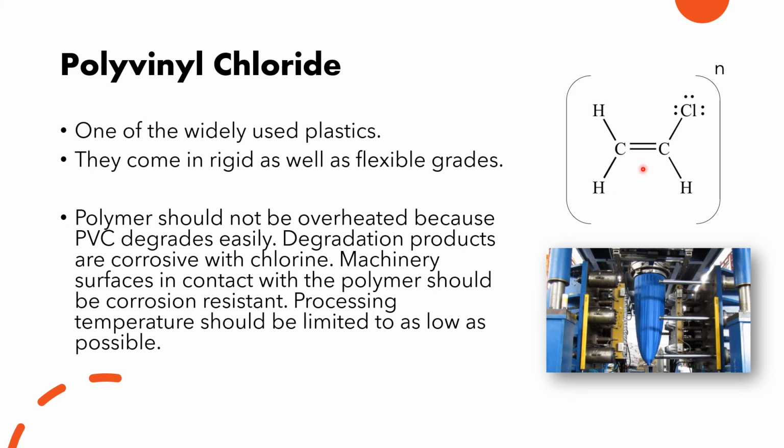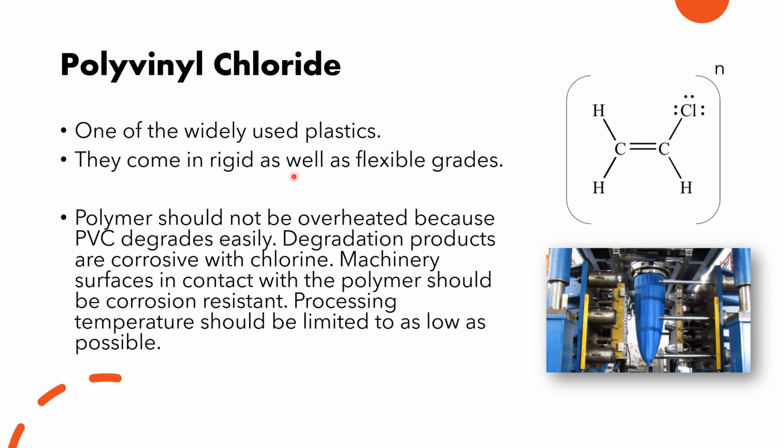Polyvinyl chloride, your PVC, is one of the widely used plastics. And it's going hundreds and hundreds of times with this monomer. That's the polyvinyl chloride, and there's one chlorine here. It just adds a chlorine to your ethylene, yeah, and then chains it into a long molecular chain.